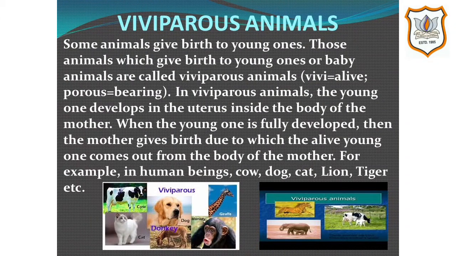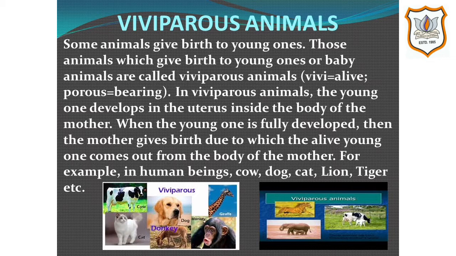Now our next topic is viviparous animals. Now what are viviparous animals? Some animals give birth to young ones. So those animals which give birth to young ones or baby animals are called viviparous animals. Vivi means alive, parous means bearing. In viviparous animals, the young one develops in the uterus inside the body of the mother or female parent.